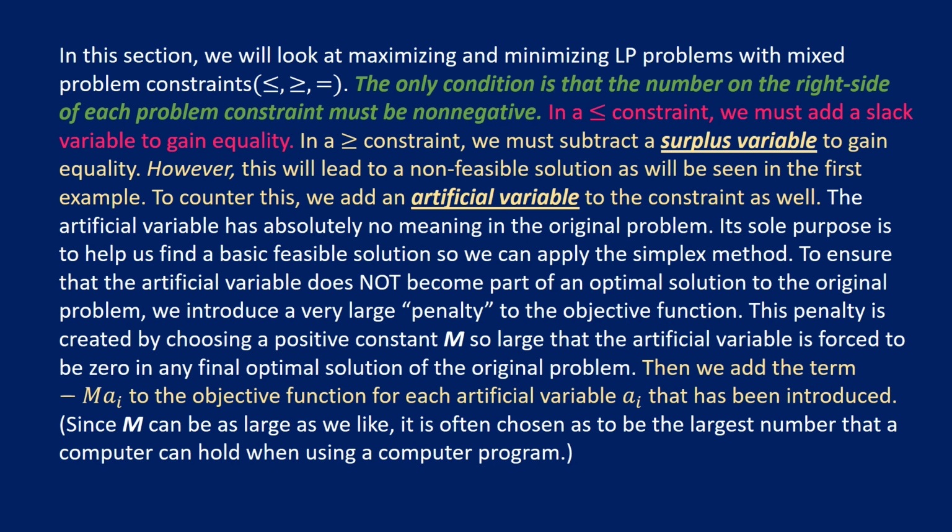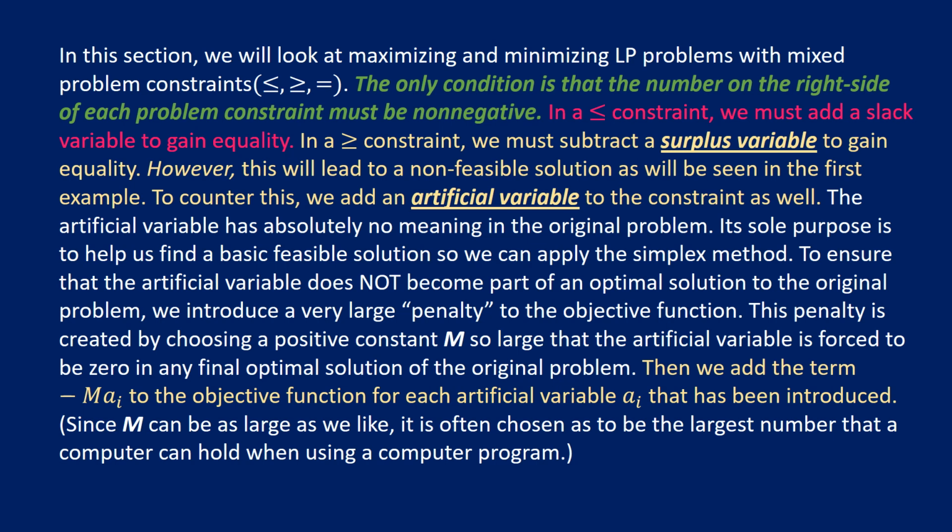In a less than or equal constraint, we're going to add a slack variable to gain equality. In a greater than or equal constraint, we're going to subtract a surplus variable to gain equality. However, we're going to see in the very first example that if all we do is subtract a surplus variable, we are going to get a non-feasible solution. So to counter this, we're going to introduce an artificial variable to that constraint as well.